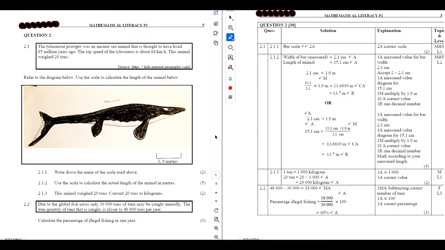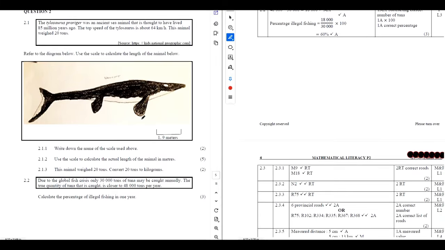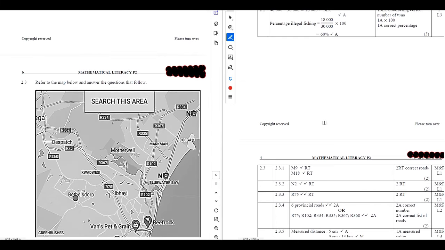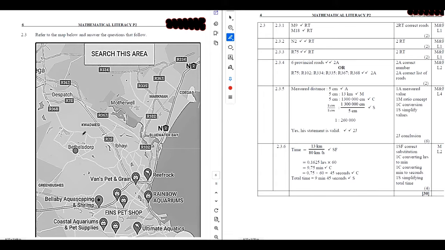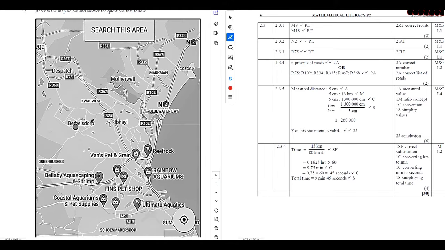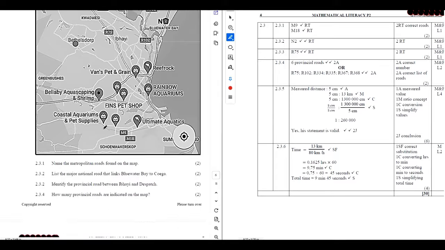So you can try, and then after trying, you can come to the other side and see if what you did is correct or not. Okay. And then next we will jump to question 2.3. We are told to refer to the map below and answer the questions that follow. So this basically means that the questions we are going to be given will be based on this map, right?